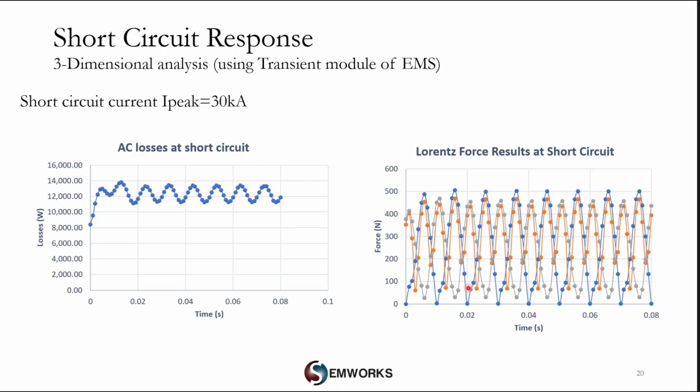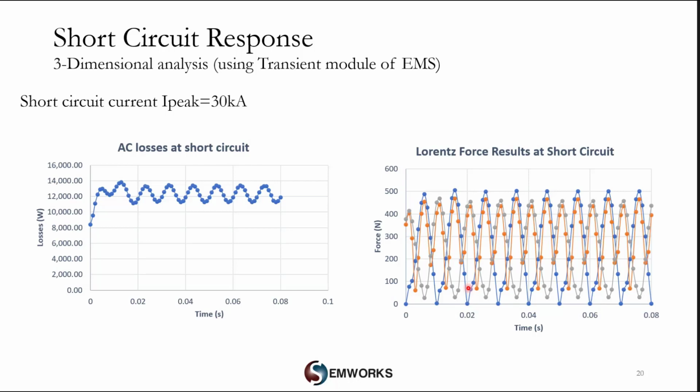So the best place where you can analyze a real short circuit is by using simulation software. This helps to avoid any damage and save time. In this case, we assume that we have a short circuit current with a peak of 30 kiloamps for a period of 80 milliseconds. Using the transient module of EMS, both the losses and the Lorentz force for each phase are computed.